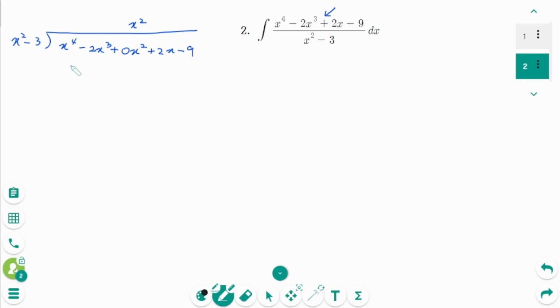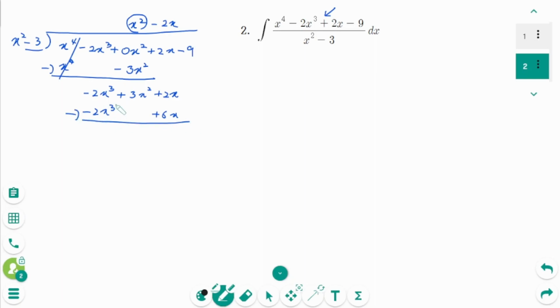Then x squared times x squared is x to the power of 4, minus x squared times 3 is minus 3x squared, cancelled. Minus 2x cubed plus 3x squared plus 2x. Then minus 2x times x squared is minus 2x cubed. Minus 2x times minus 3 is plus 6x. Minus is cancelled. 3x squared minus 4x minus 9.